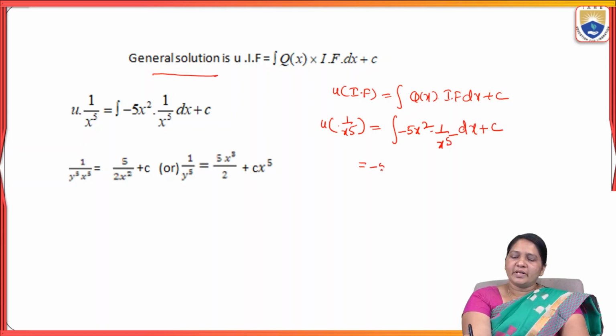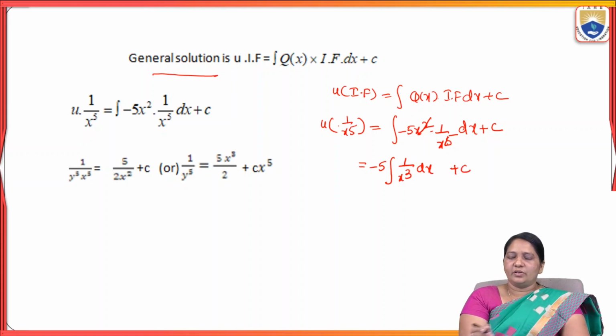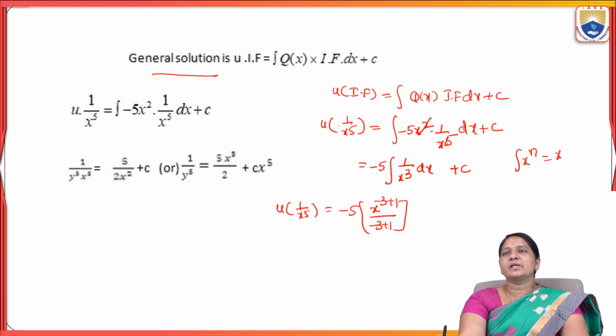So now minus 5 is the constant. Integral, x square and x square will be cancelled. Here I am going to get 1 by x cube dx plus c. So now we can simplify: u into 1 by x power 5 equal to minus 5 is the constant, integral x power minus 3 is x power minus 3 plus 1 by minus 3 plus 1. So already we know the formula: integral x power n is x power n plus 1 by n plus 1.